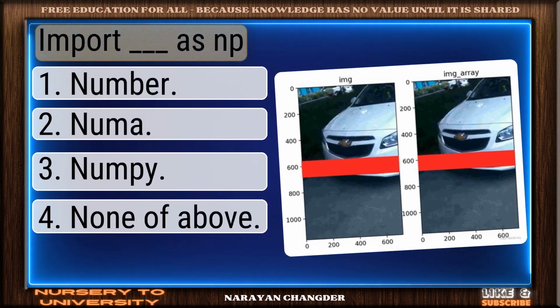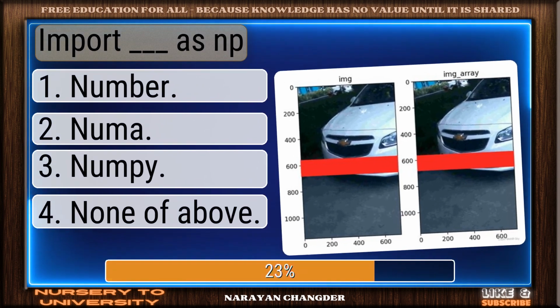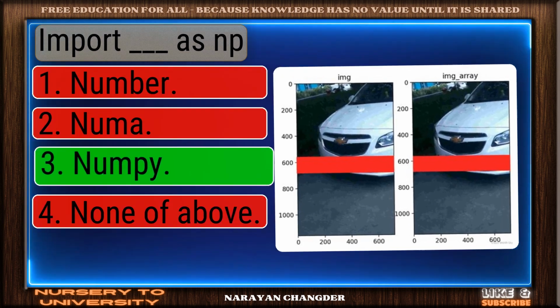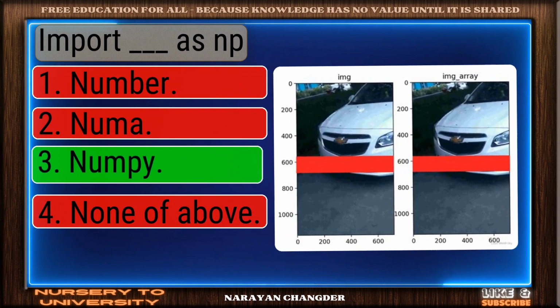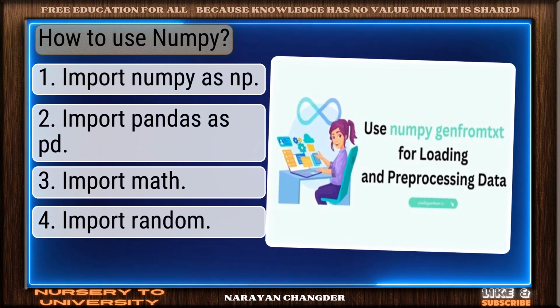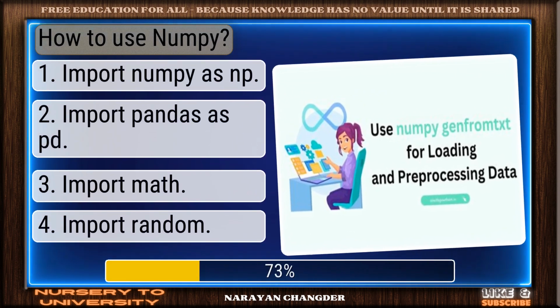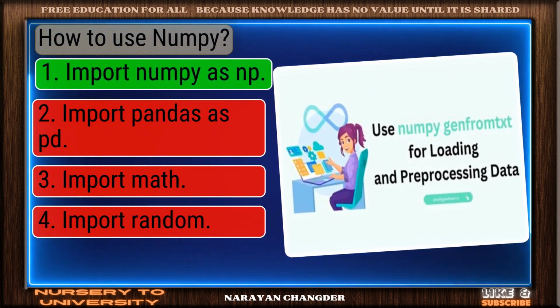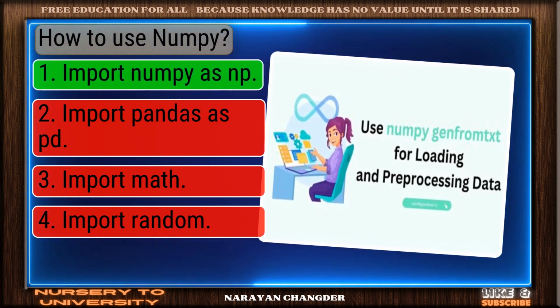Question number 75. Import dash as NP. Nicely done. Numpy is a solid answer. Question number 76. How to use Numpy? Smart move. Import Numpy as NP is an accurate answer.